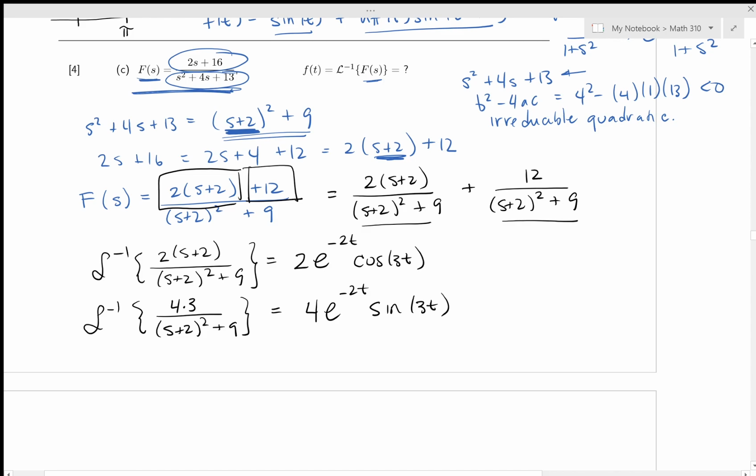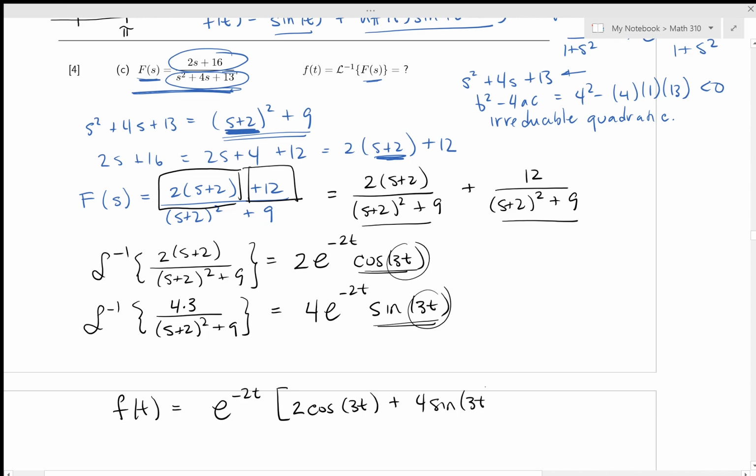I would be somewhat surprised, though maybe not impossible, if those two things didn't come out to be sine and cosine of the same argument, because we often see in solutions to differential equations that they come in pairs. If it didn't, I would be thinking maybe I should look back and check. So now I can write what f of t is. I'm going to factor out e to the minus 2t, and I get 2 cosine 3t plus 4 sine 3t.